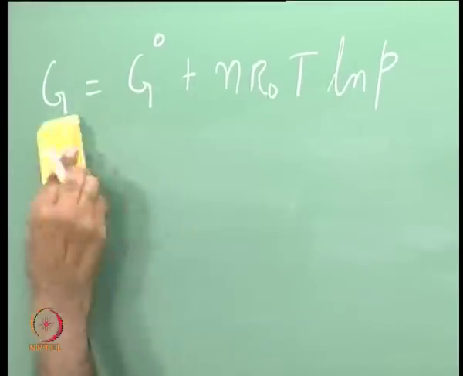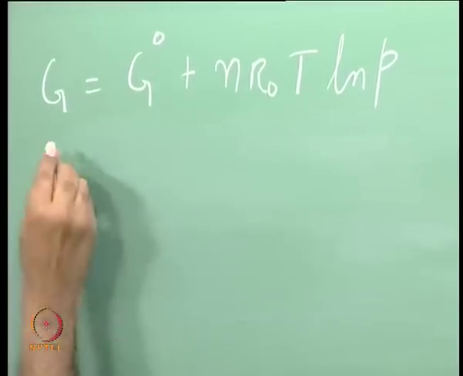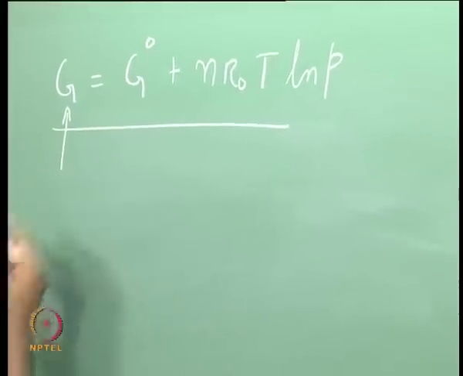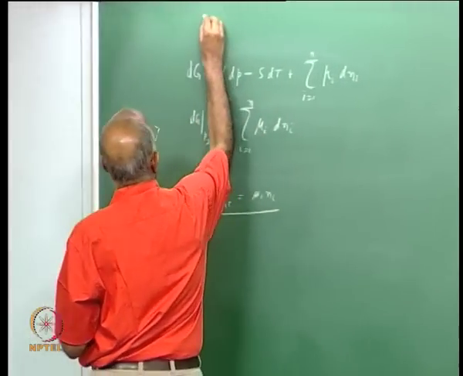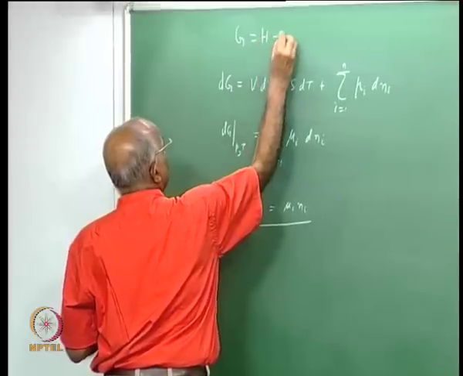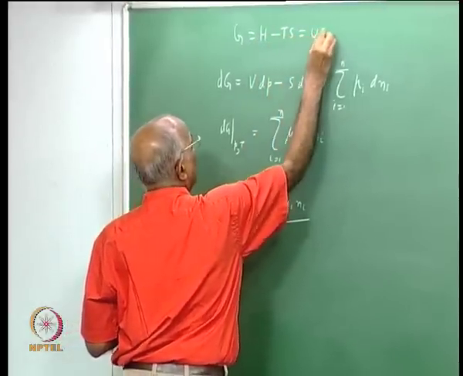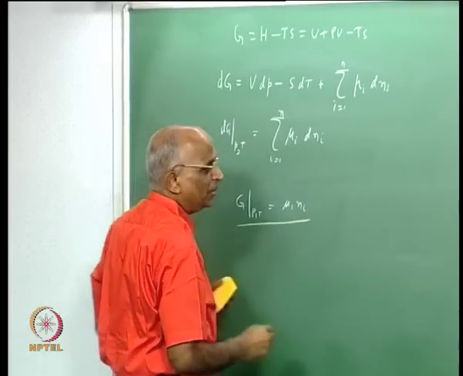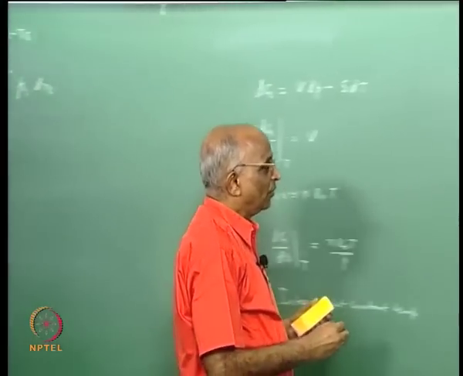Having said that, now I look at this form of the equation, and what should be the unit of G? G has units of H minus TS or U plus PV minus TS, that means it has units of energy. Therefore, G has units of kilojoules.